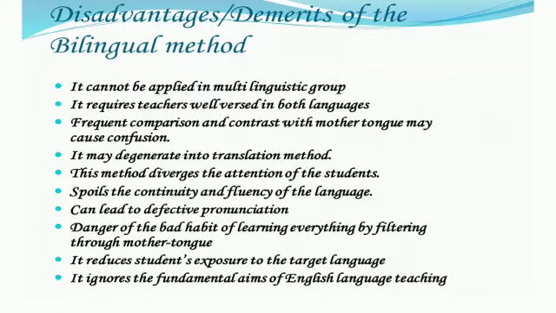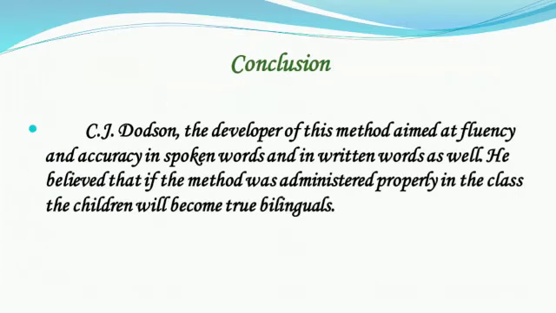That means the disadvantages of this bilingual method. So by conclusion, according to C.J. Dodson, the developer of this method, it aimed at fluency and accuracy in spoken words and written words as well. He believed that if the bilingual method was administered properly in the class, the children will become true bilinguals.